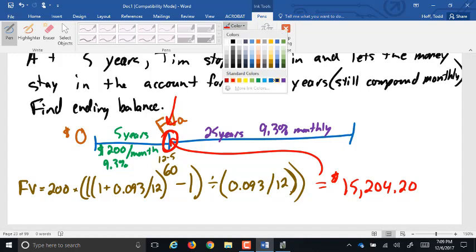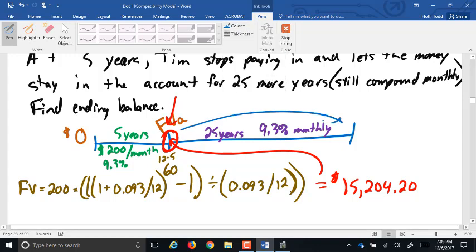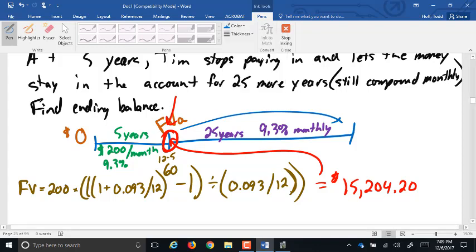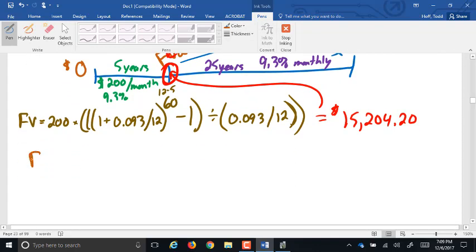How do we get from there to there? Just compound interest. Very good. So we're still looking at the future value. This is the future value of compound interest. This is the future value for the annuity section. So we start out with the 15,204.20 times. Only one open parentheses this time, though.